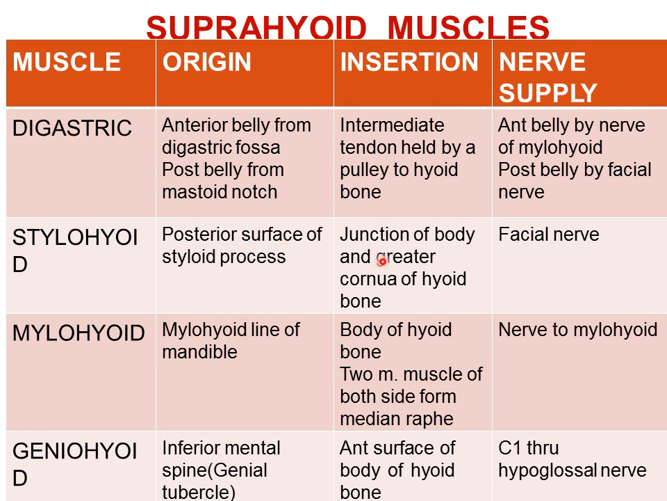Origin, insertion, junction of the body and greater cornua of the hyoid bone, supplied by the facial nerve. Then we have the next suprahyoid muscle, that is the mylohyoid muscle. It arises from the mylohyoid line of the mandible. We have discussed this in the mandible.